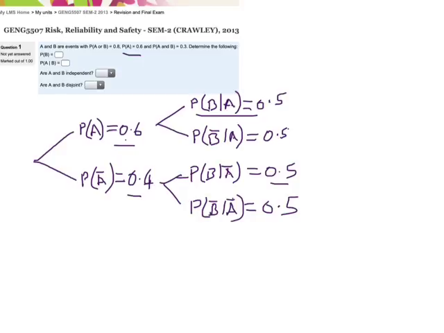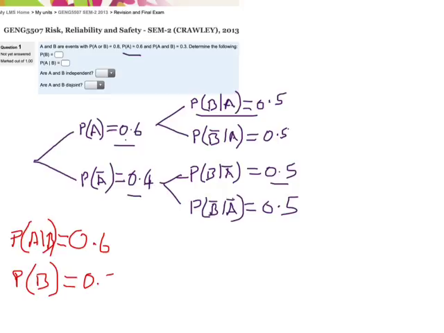So the last two questions: are A and B independent? Okay, well, what did we just work out? We worked out that the probability of A given B is 0.6. Probability of A given B equals 0.6, and we also worked out in the first bit that the probability of B was equal to 0.5, and we've worked out over here that the probability of B given A is 0.5.